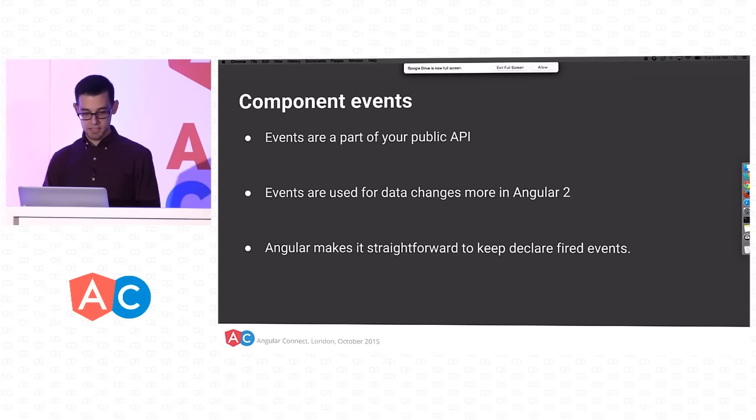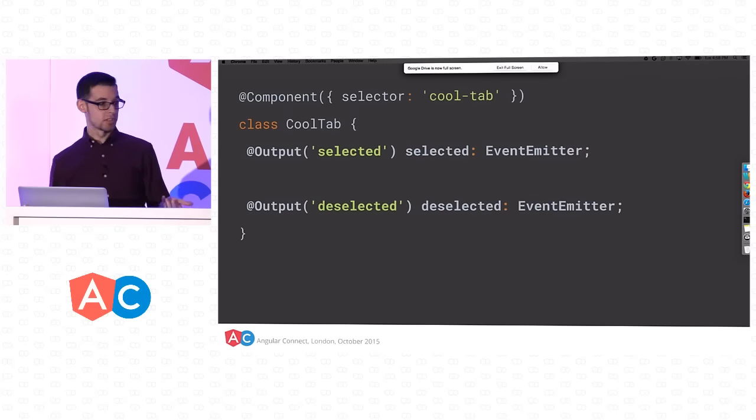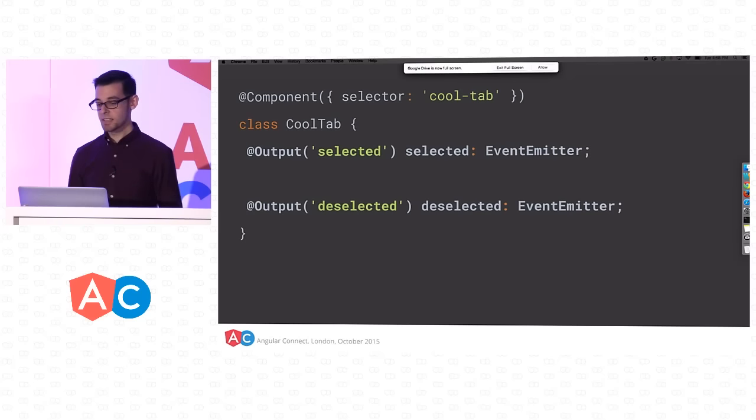So looking at an example, here's a component which defines 2 events, selected and deselected. Both are defined as part of the component class definition. This is much more explicit than in Angular 1, where you could fire any arbitrary string as an event at any time.